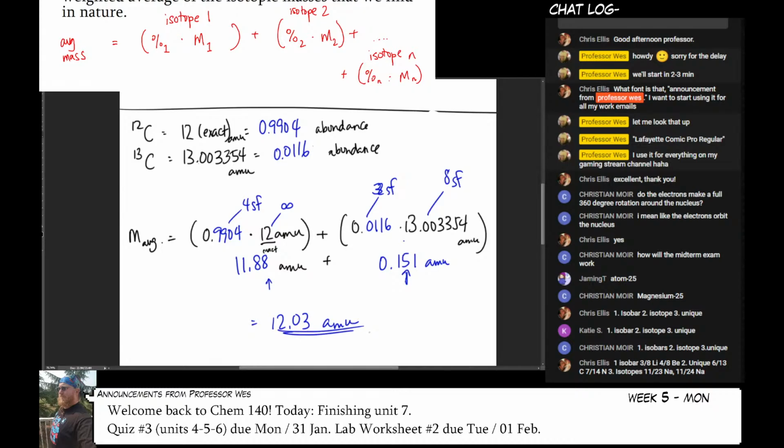So this would be the average mass of carbon for naturally abundant carbon, is what I should say.